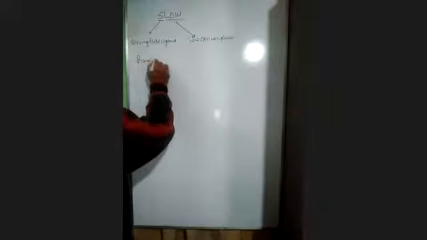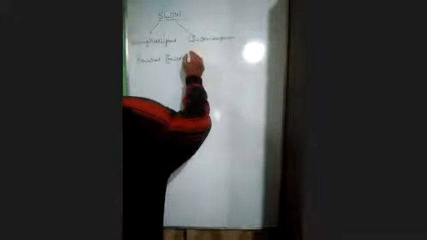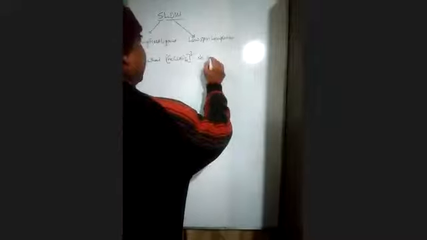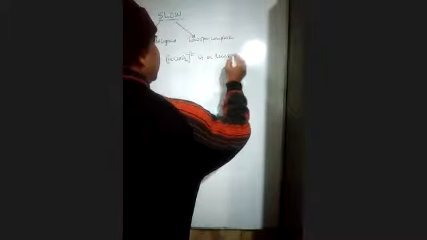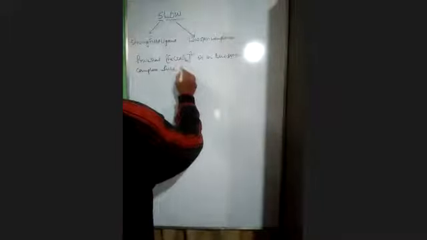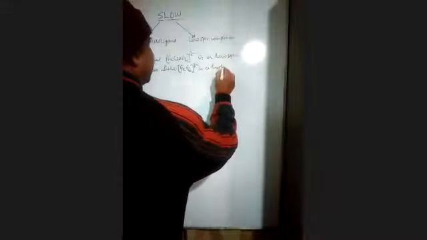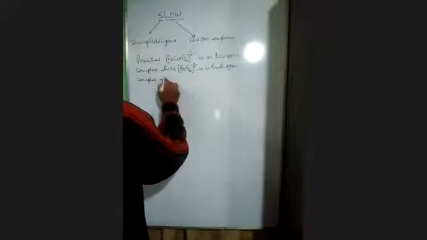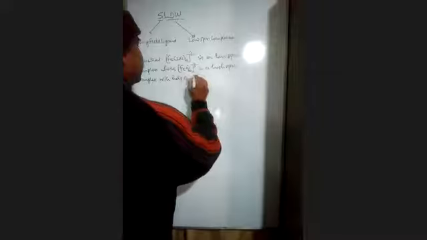Now, question. Prove that Fe(CN)6 3- is a low spin complex, while Fe F6 3- is a high spin complex with the help of crystal field theory. See, then I'll write it in short form CFT.